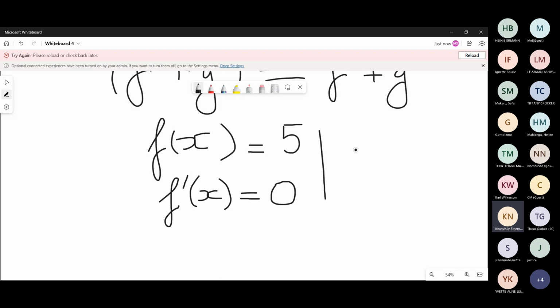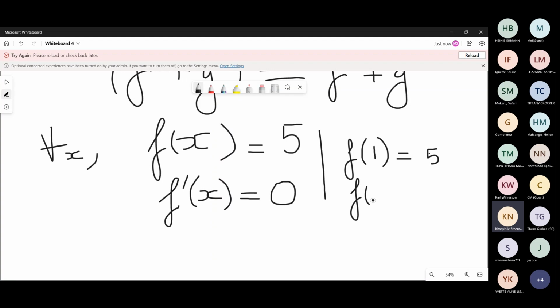But let me take, if we take f of 1, what is f of 1? Come on. For every x, this is a function that is constant. What is f of 1? No, it's 5. Right? It's 5.